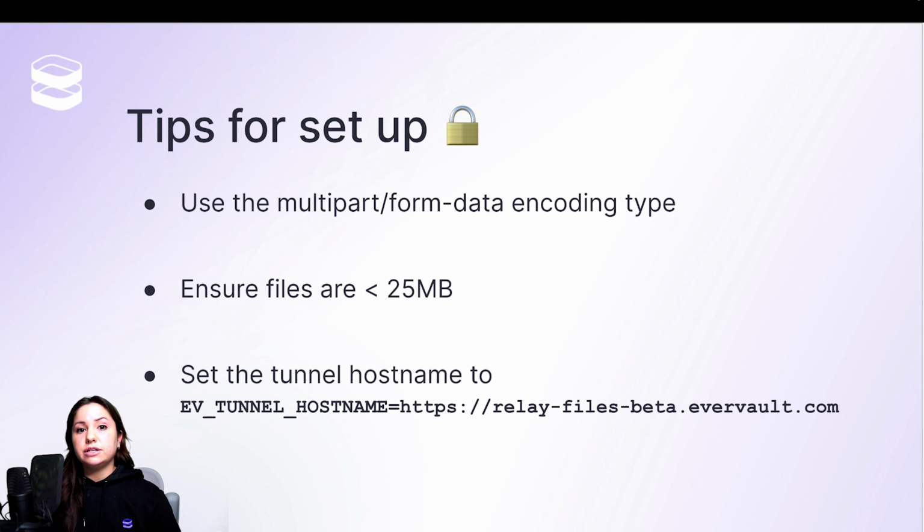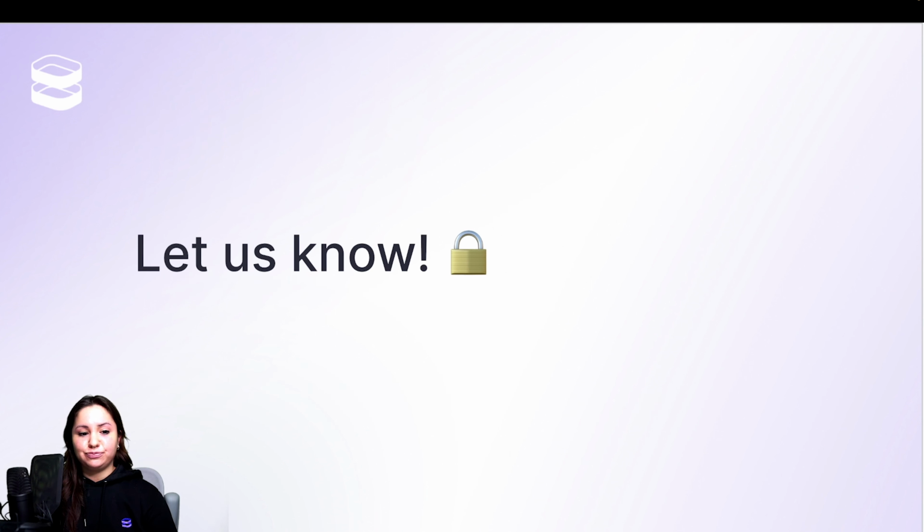The other thing to note is that if you'd rather use inbound relay to set that in front of maybe a form that you already have running, you can do that. You'll want to make sure that you use the URL that we give you that will have relay files beta in the URL so that it will properly work with encrypting the files. So that's how to use file encryption.